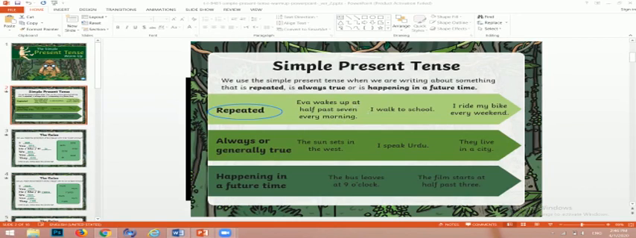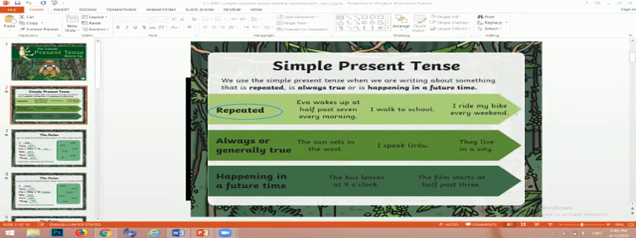I walk to school. This is a habit or a daily routine or a repeated action. I ride my bike every weekend. As you can see in this example, there is "every weekend," so I use this to talk about something that happens regularly. What is it? That I ride my bike. This is the first usage.